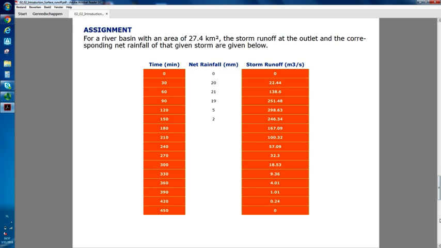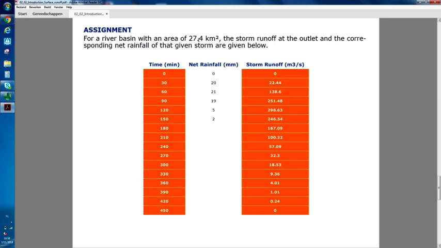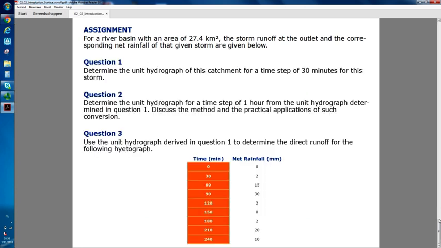Now the questions that are asked here are the following. In question 1, you need to determine the unit hydrograph of the given catchment of 27.4 square kilometers for a time step of 30 minutes for this storm. So we have the storm that was mentioned here with our time step of 30 minutes, which is very convenient for us. And it is asked to derive the unit hydrograph based on the net rainfall and the corresponding storm runoff.